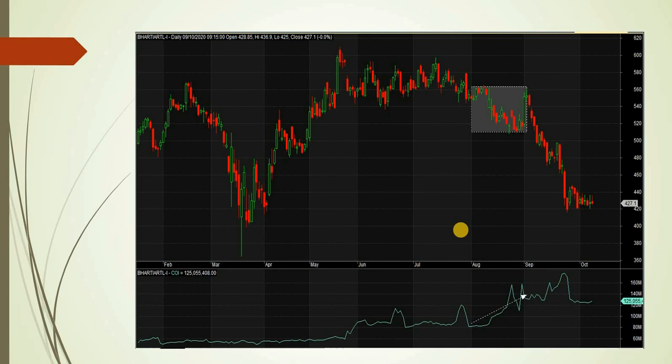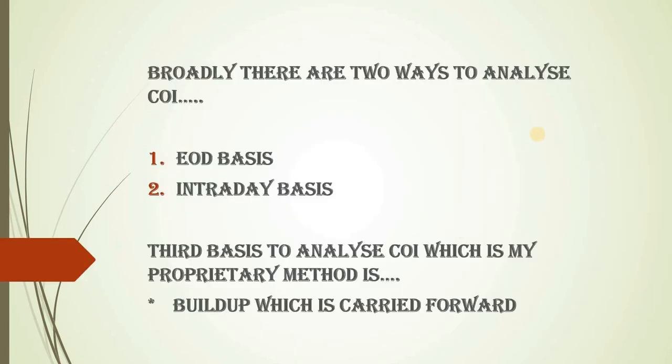So to find the direction, we can take the help of a few indicators, we can draw some trend lines, and we can use the breakout or breakdown method. This is one way to analyze the OI. Second is on an intraday basis. We know that if intraday price is going up and OI is going up, we consider it a long buildup, and if price is going down and OI is going up, we consider it a short buildup.